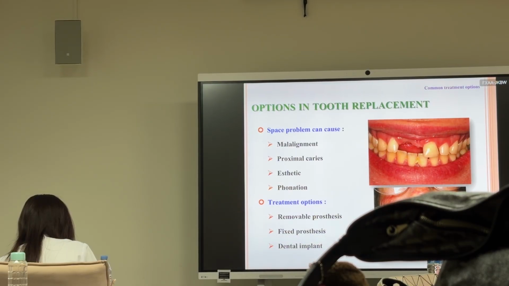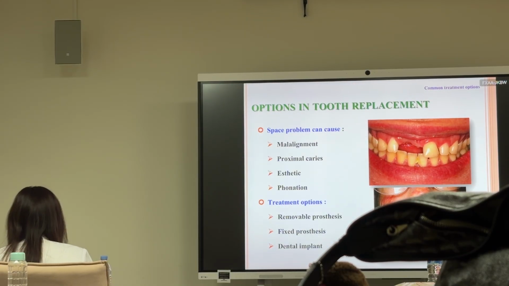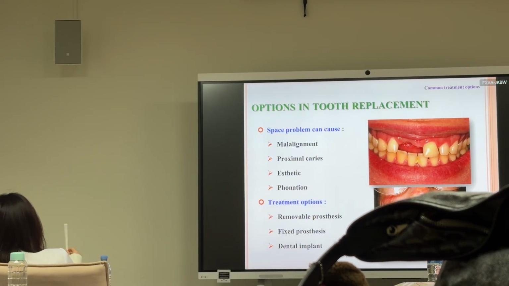Various options, orthodontic treatment or extraction like this. There are many plans. Space problems can cause malalignment, proximal caries, and aesthetic and phonation problems. Maybe you need to explain why this patient needs a denture. Maybe they don't care, but if you leave it like that, the teeth can move and cause malalignment, cause difficulty cleaning, or phonation problems. Treatment options may be a removable prosthesis, a bridge, or a dental implant.